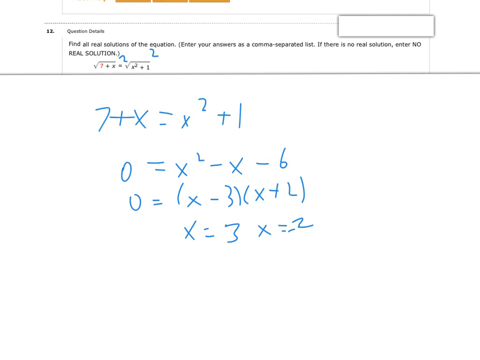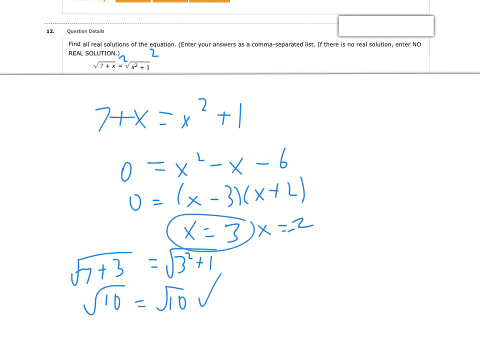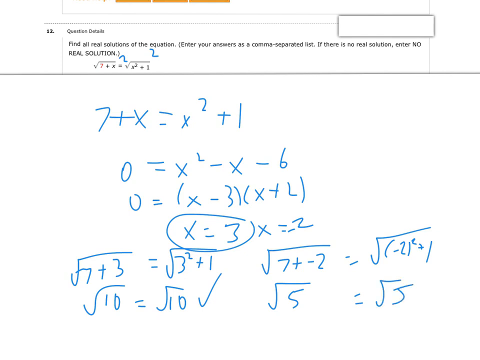Now, let's see. We've got to make sure here that since this is a radical equation to start with, that we plug these in. So radical 7 plus 3 equals the square root of 3 squared plus 1. So radical 10 equals radical 10, and that checks out. Over here, we get the square root of 7 plus negative 2, so square root of 5, equals the square root of negative 2 squared plus 1, and so that'll be rad 5, and so that one also checks out. So these are actually both correct.